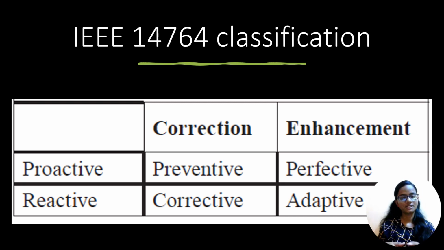Before, we saw the software maintenance types. Based on those types, the IEEE has grouped them into categories: either correction maintenance or enhancement maintenance. The perfective and adaptive types are grouped under the enhancement category, whereas the preventive and corrective types are grouped under the correction category.